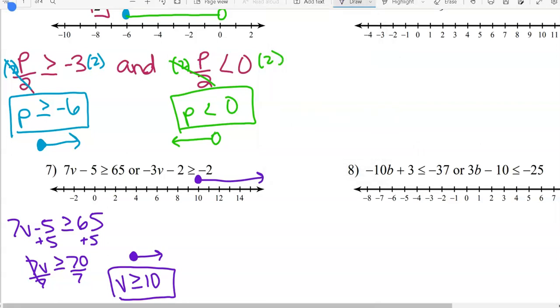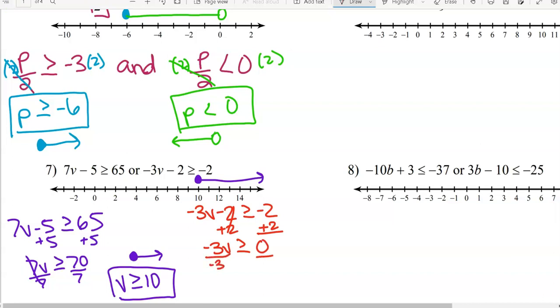All right, our other guy, we have -3v minus 2 is greater than or equal to -2. Add the 2. Hold on. We have -3v, we will divide by -3, is greater than or equal to... What's -2 plus 2? 0. And then we are going to divide by -3.